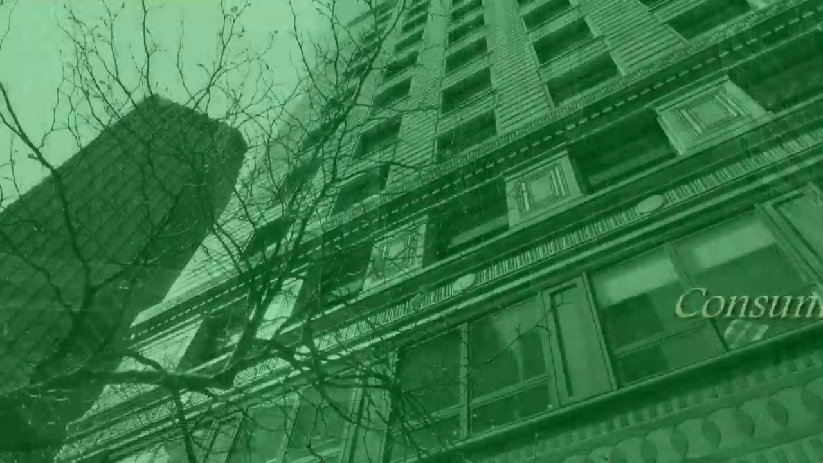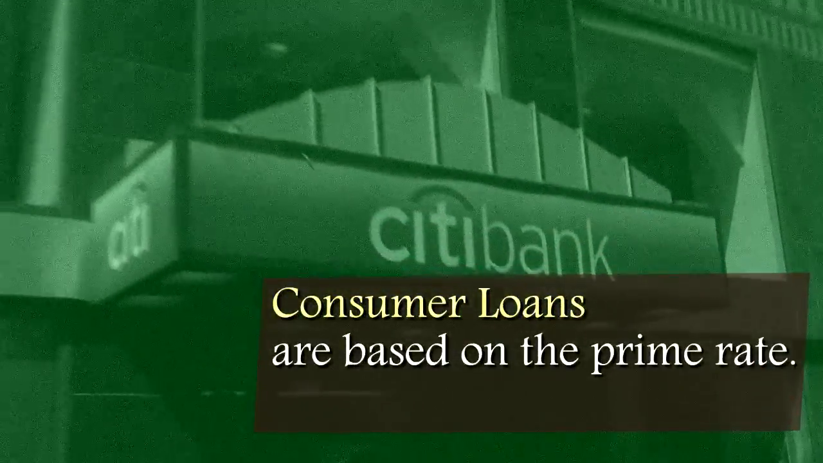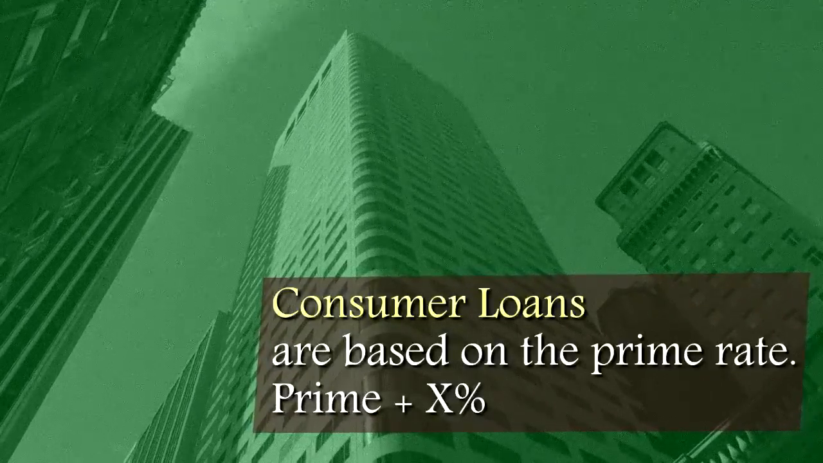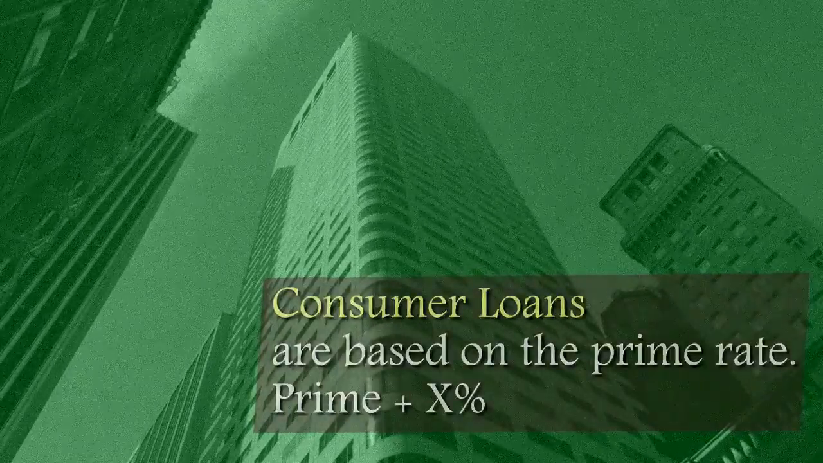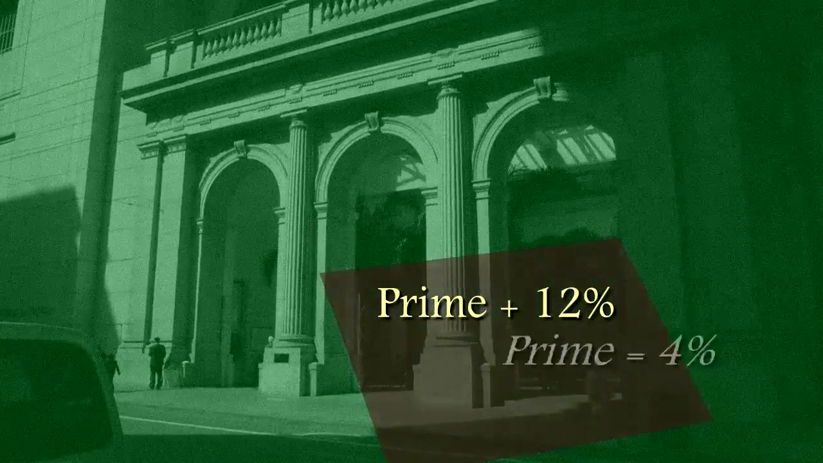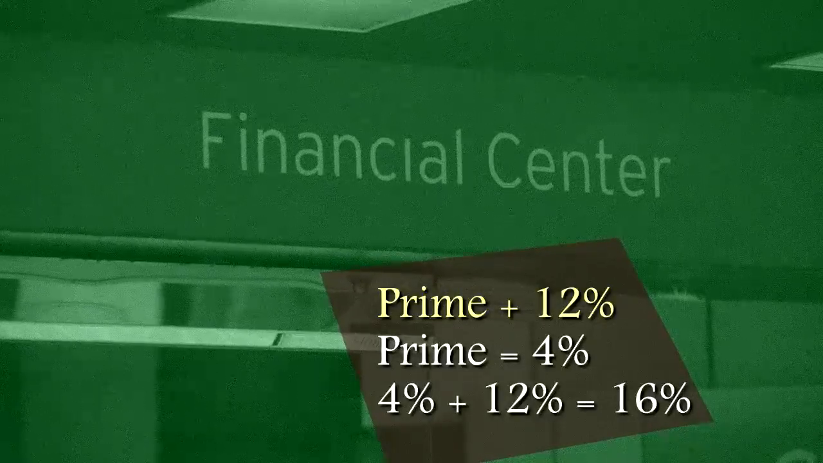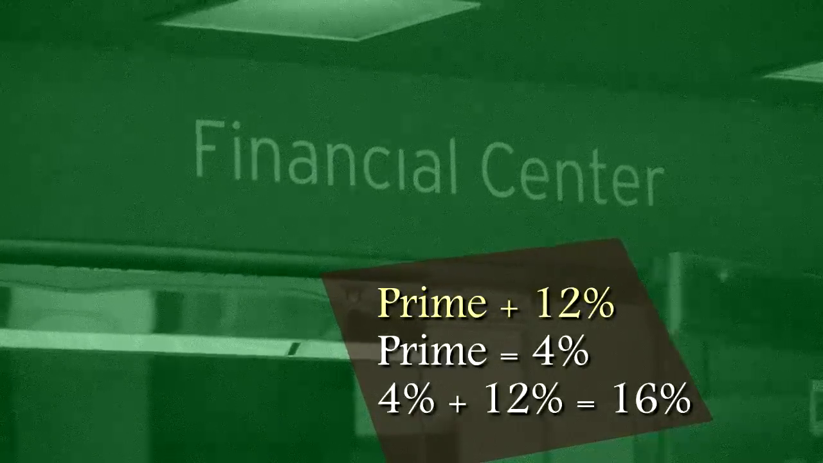And here's where you come in. On many consumer loans, the interest rate you pay is based on the prime rate. You'll pay prime plus X, where X will be an interest rate comprised of your credit risk, the real rate of return the lender wants to earn, and an expected inflation rate. Some credit cards advertise a rate of prime plus 12. If the prime rate were 4%, then your credit card interest rate would be 16%.